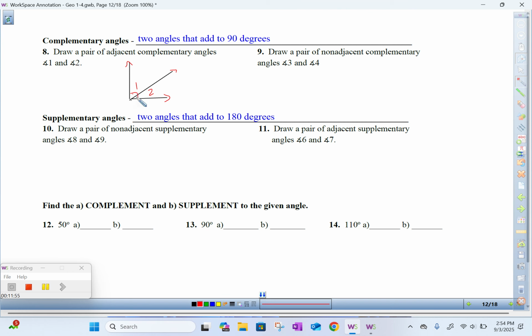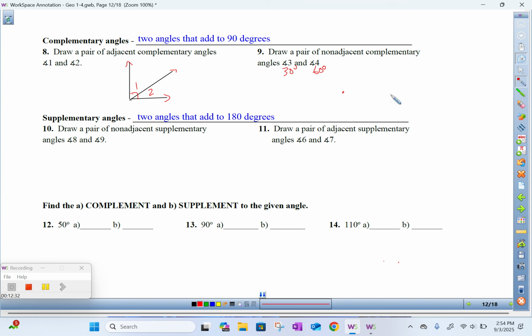Over the next one, it says non-adjacent complementary. So we still have to make 90 degrees happen. However, we are not going to have them touch each other like over here, which means we're going to actually have to measure out. So on your geometer, what I want you to do is measure an angle of any size. Okay, I'm going to pick 30 degrees here for the first one, and then I'll choose 60 degrees for the second one. So I'm picking 2 angles that add up to 90 degrees. And what we're going to do is just measure those out separately. Same thing with your geometer.